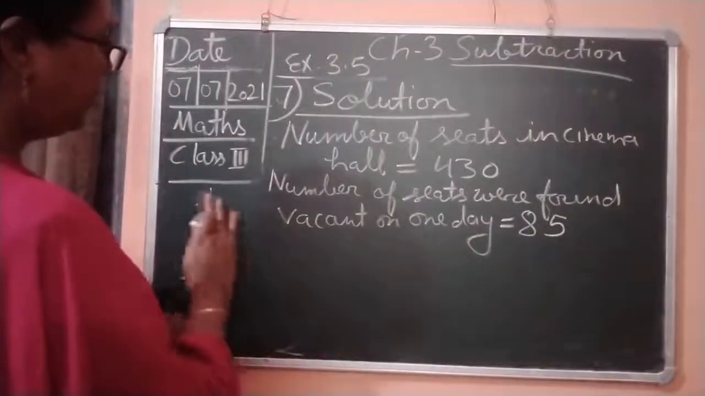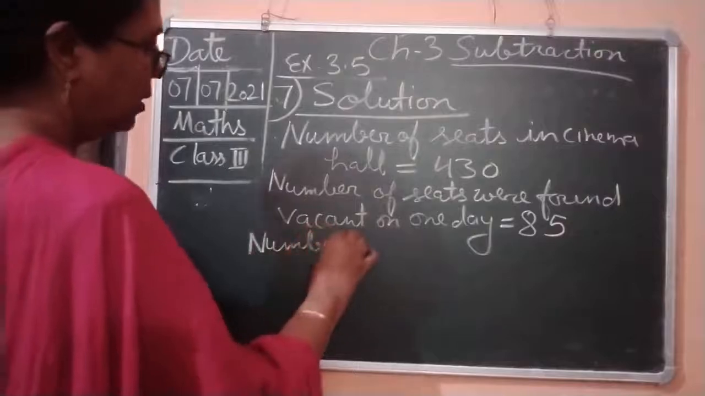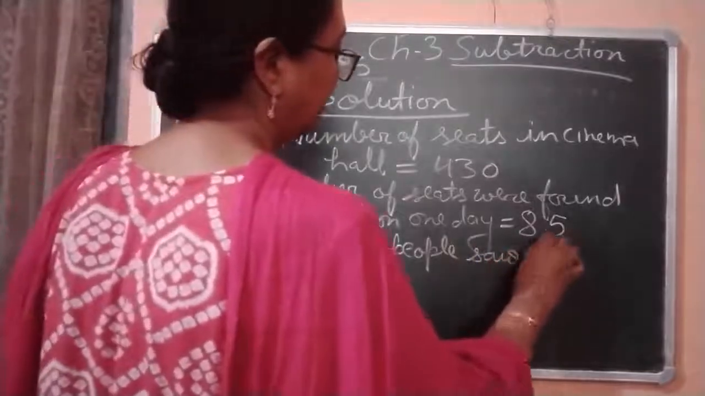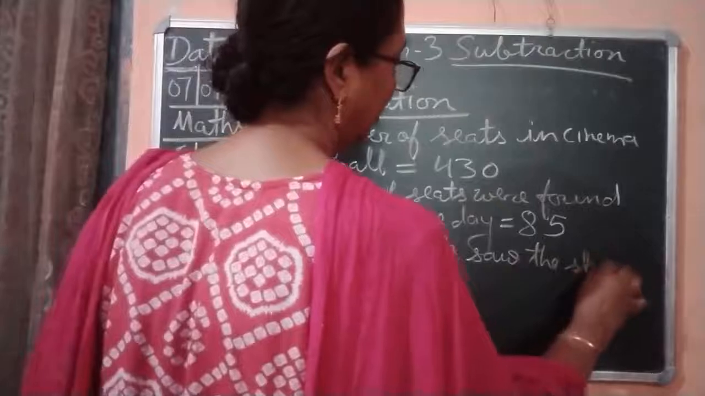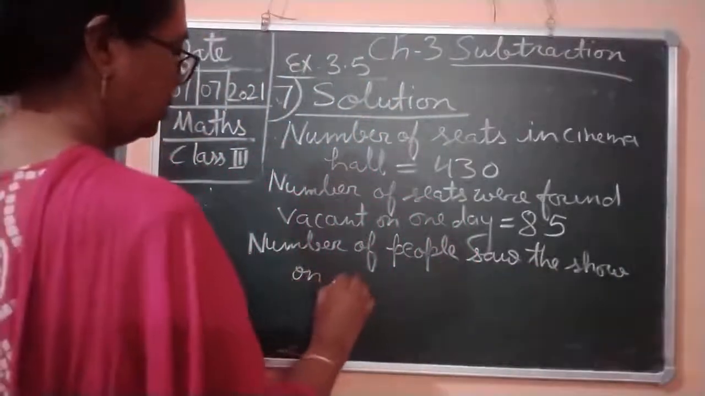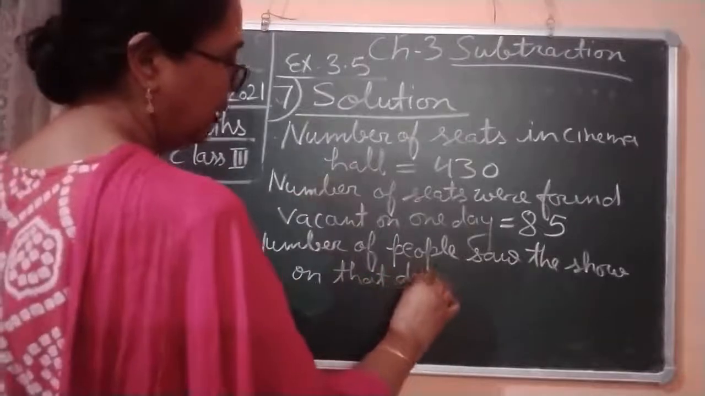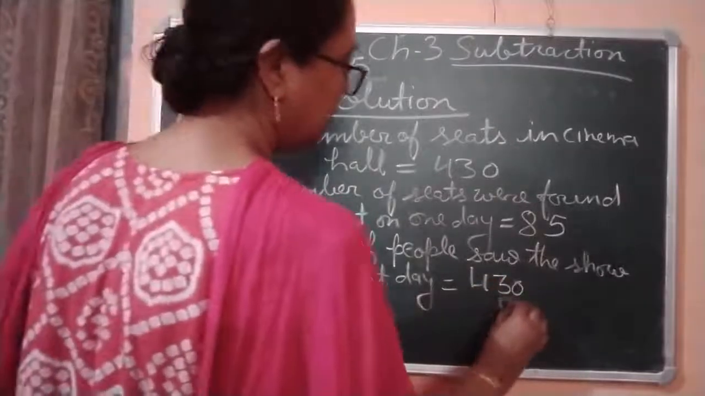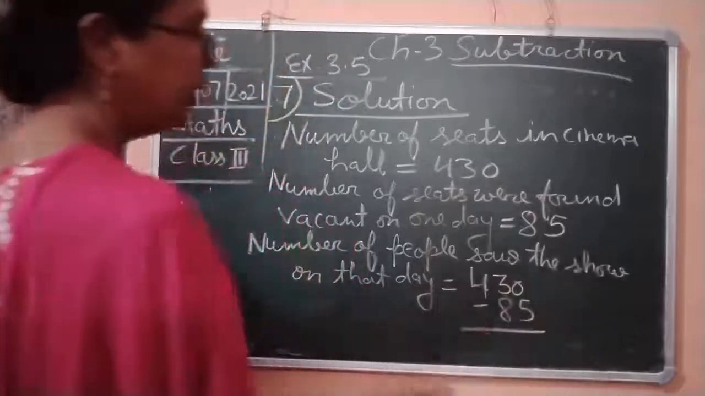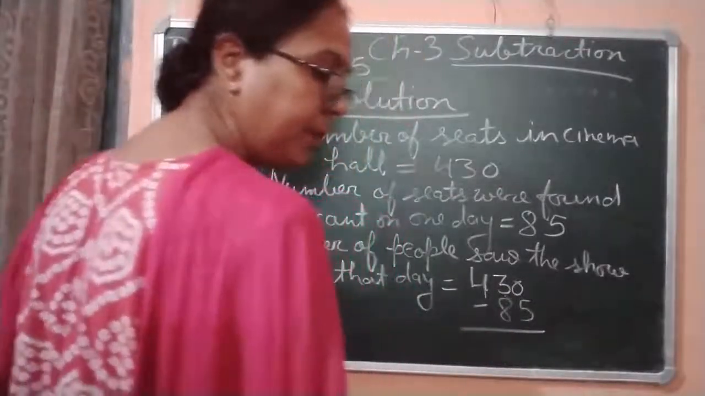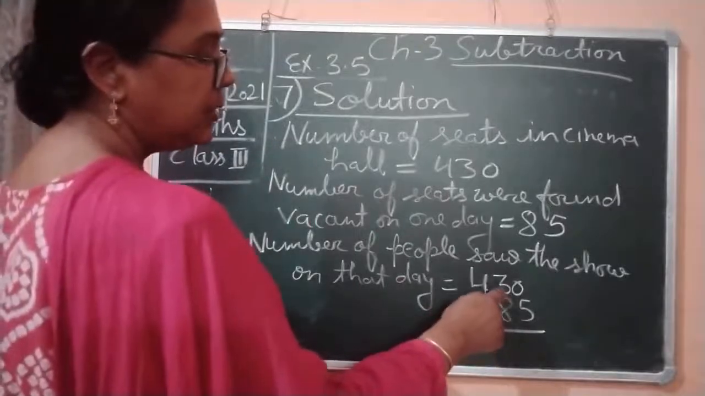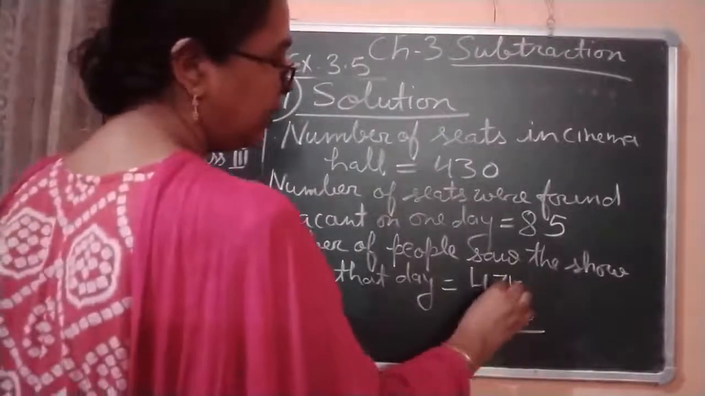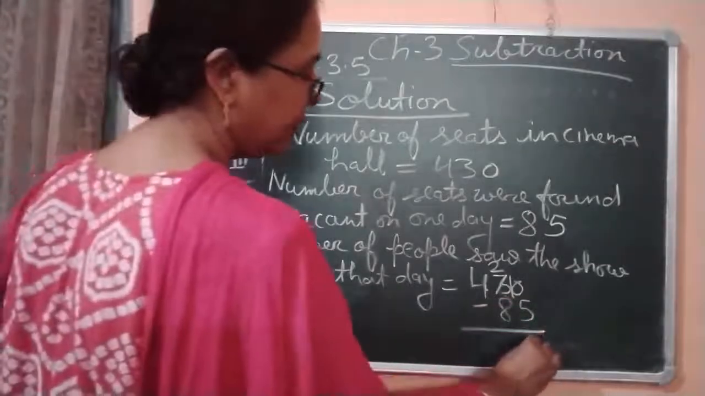Now, number of people who saw the show on that day. For this we have to subtract 430 minus 85. Now what will we get? This 3 will give 1 to this 0, so it will become 10, and here you can see 2 is left. 10 minus 5 is 5.